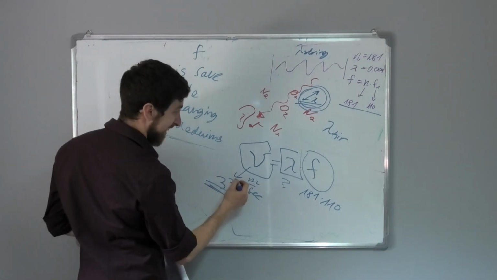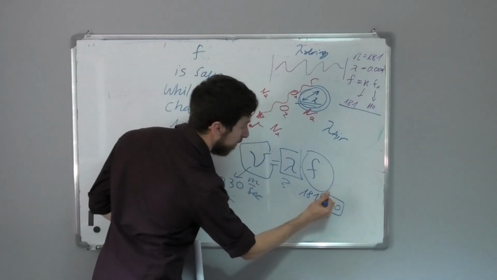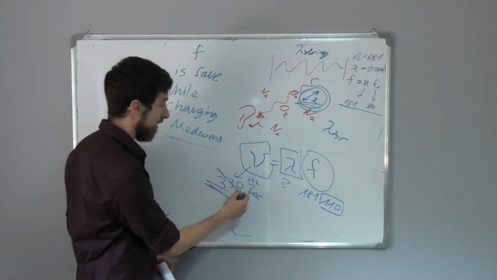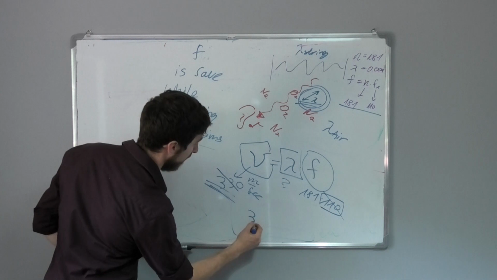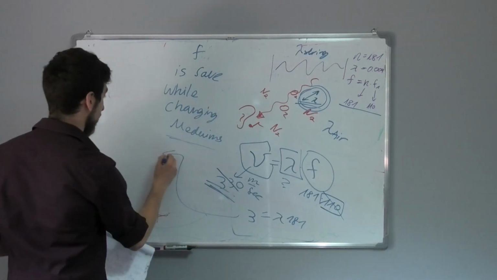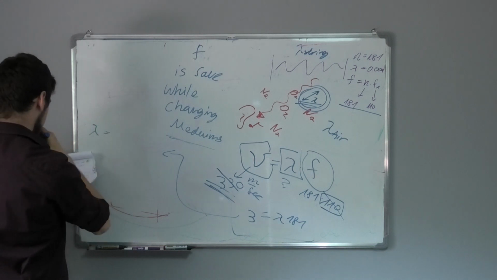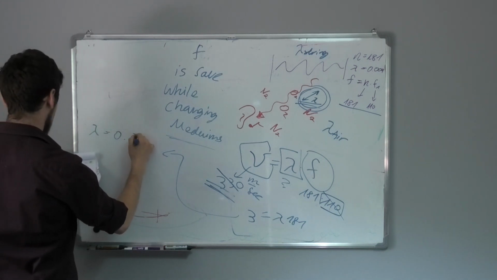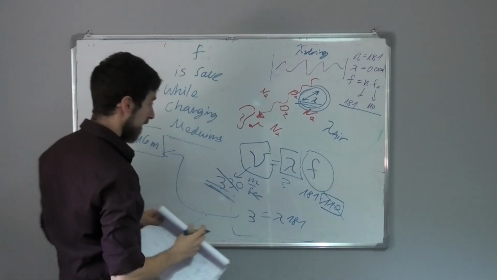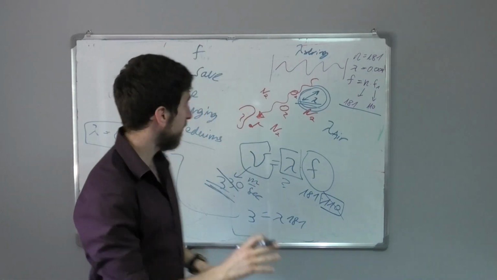This is the reason I chose the note A, because it's 110. Look how beautifully it cancels out. So 330 equals lambda times 110, and lambda is actually equal to 3 meters. Okay, so we solved this.